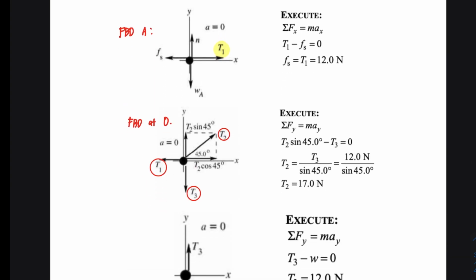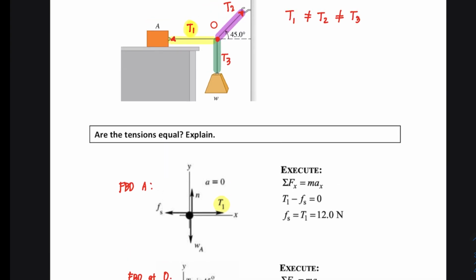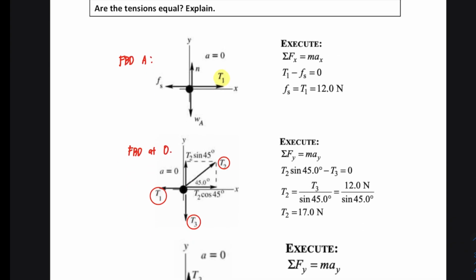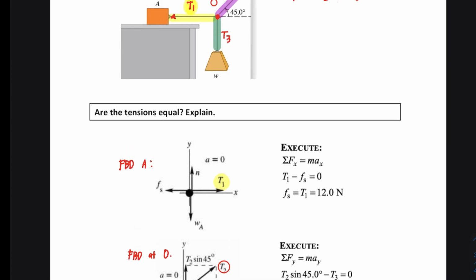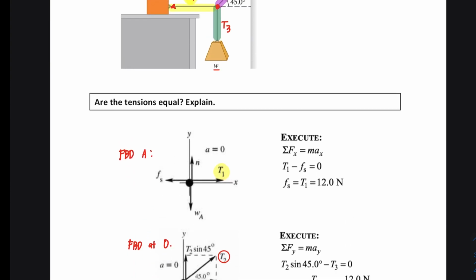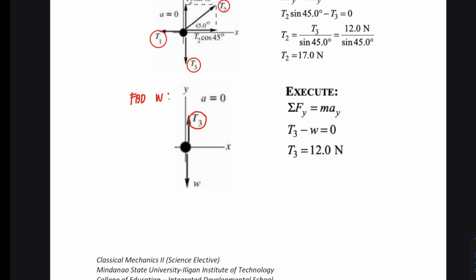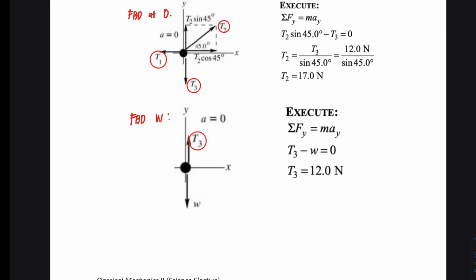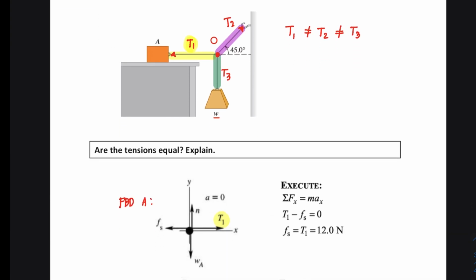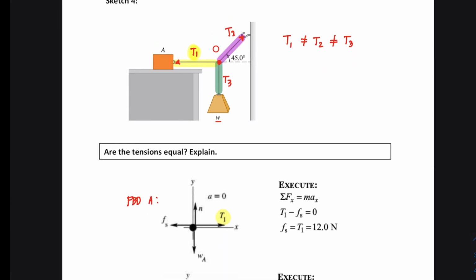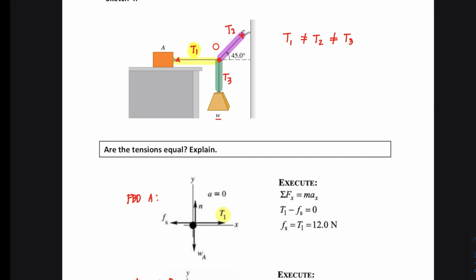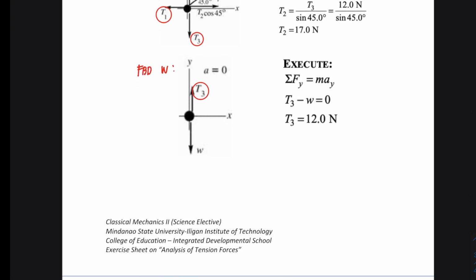So for the last free body, what do you think? That would be for the hanging mass over there with weight W. So the free body diagram will dictate that it has tension 3 going upward. So that is just how easy this problem is. I'm hoping you can distinguish now whether the tension brought about by objects such as cables, ropes, and chains are either equal or not. So let's proceed to sketch number 5.